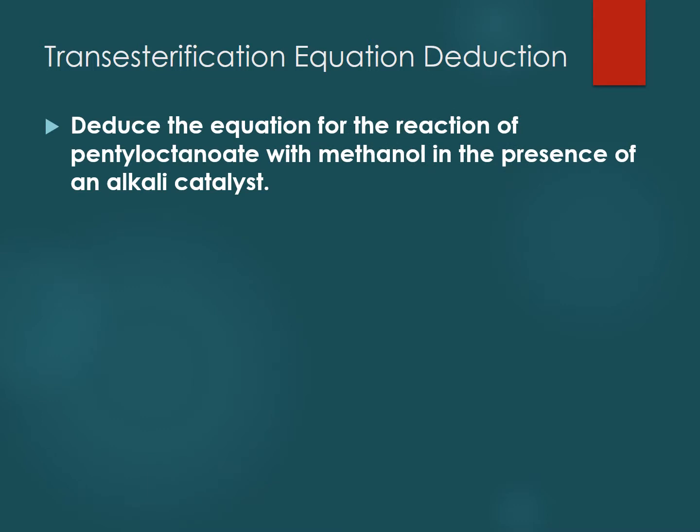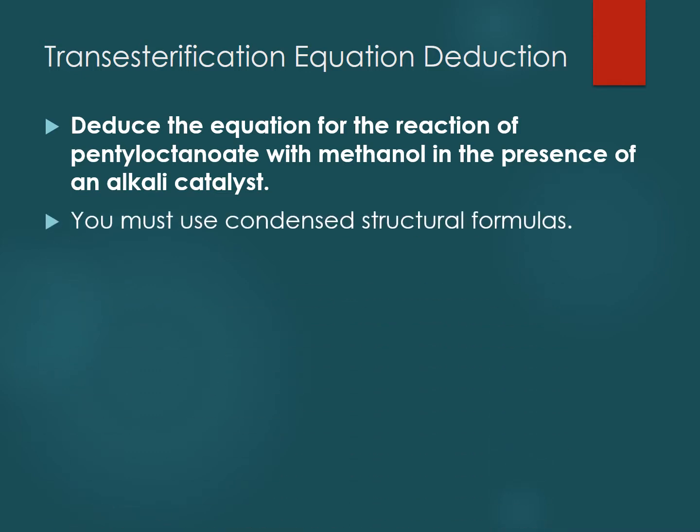First one says, deduce the equation for the reaction of pentyl octanoate with methanol in the presence of an alkali catalyst. Just so you know, you're going to want to use condensed structural formulas here because the molecules they're giving you are big. Pentyl octanoate would take up this whole space if I wanted to draw it out. So to do pentyl octanoate in condensed structural formula, I'm going to start by putting down my functional group. Now if it's pentyl octanoate, I know I'm going to have a chain of 5 carbons in front of the functional group. So I know that's going to give me 4 CH2s and a CH3 at the end.